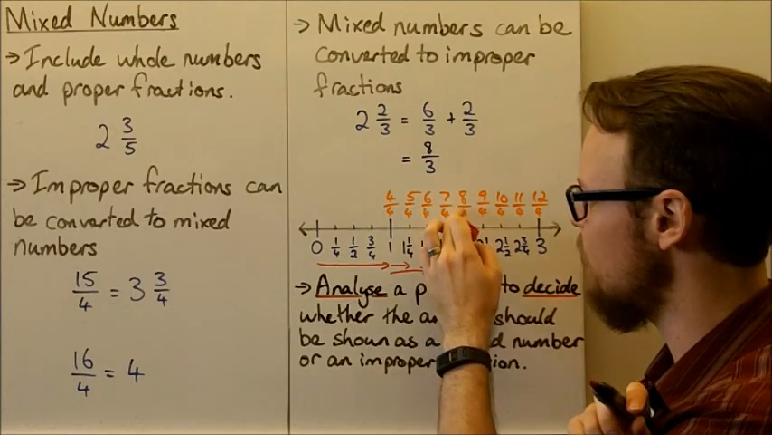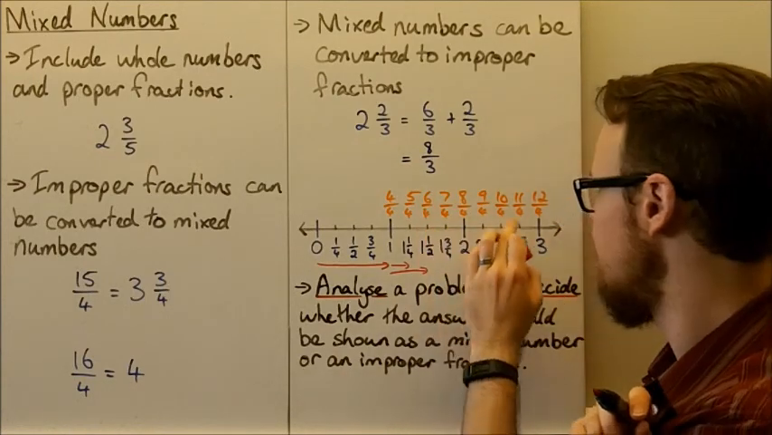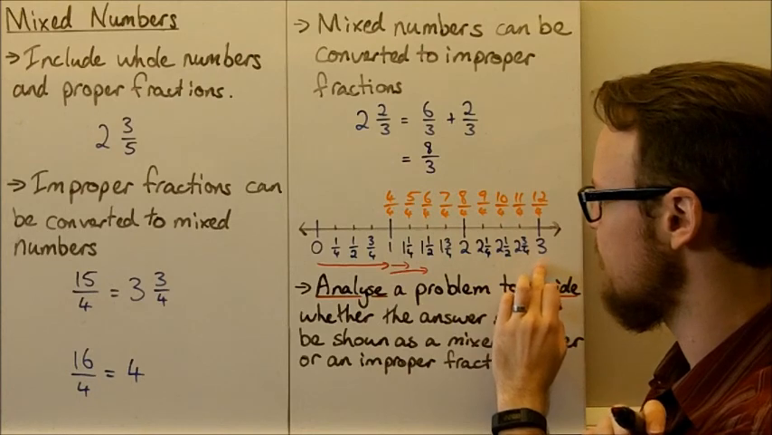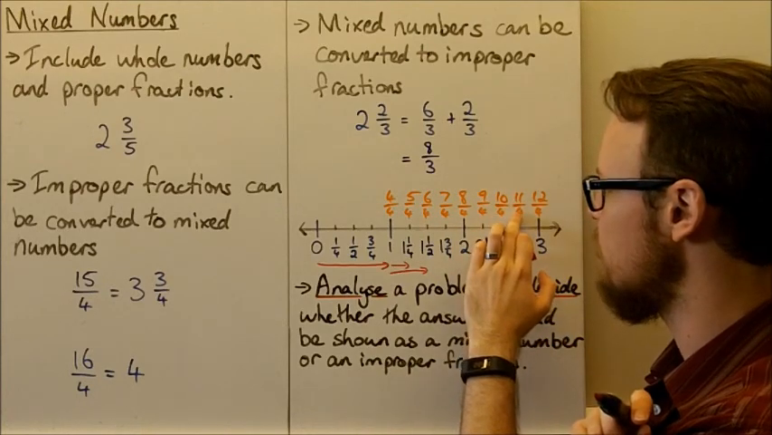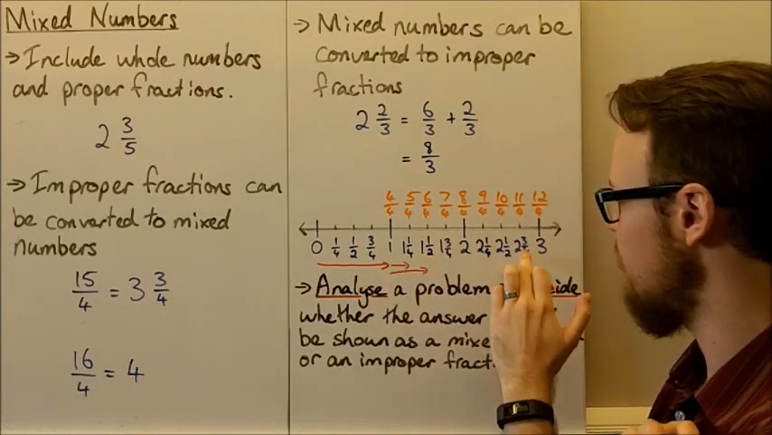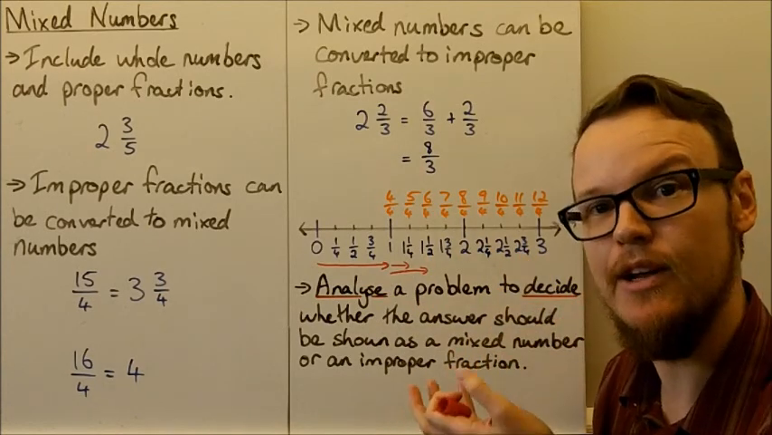You can also see that 8 divided by 4 is 2. 12 divided by 4 is 3. And 11 divided by 4 is 2 with 3 left over. 2 and 3/4. 2 with 3/4 left over.